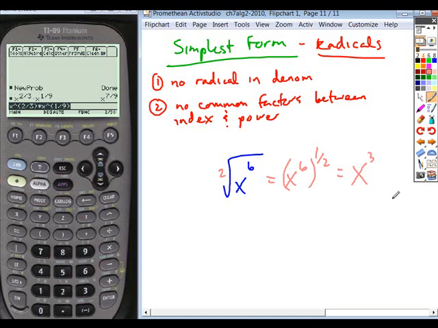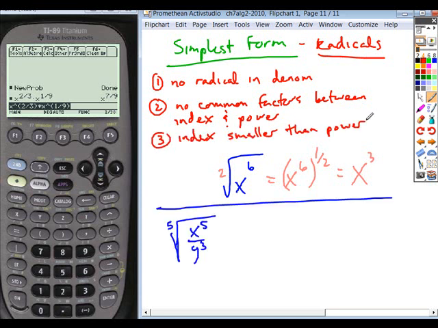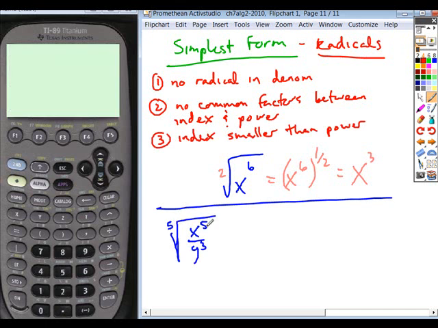So make sure that when you write things that there are no common factors between the index and power. And this brings up the next rule, which is the index has to be smaller than the power. So when you look at this, the index of 5 and the power of 5 mean it's not in simplest form. You have to reduce that. So if we separate this radical, we apply the fifth root to both the numerator and the denominator individually.